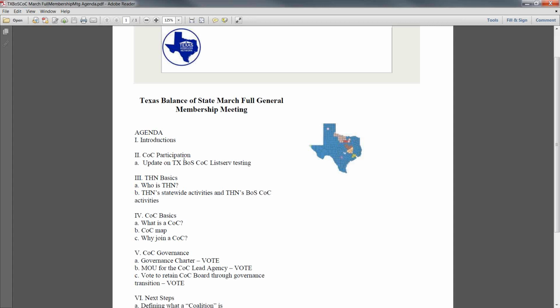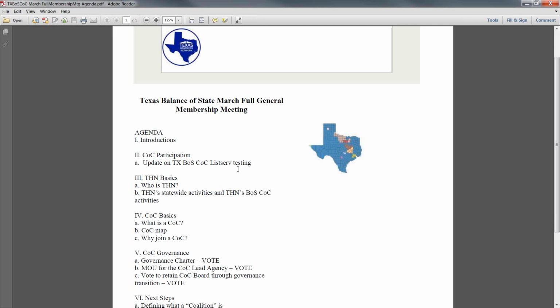So before we get to that basic information, I'm going to get into the section for COC participation. In the past few months during our COC board meeting, I have talked about using a listserv or some type of tool to communicate with the balance of state members. And this is something that we're doing more and more of, and we expect to do more and more of throughout the year. We're trying to encourage more participation from balance of state members.